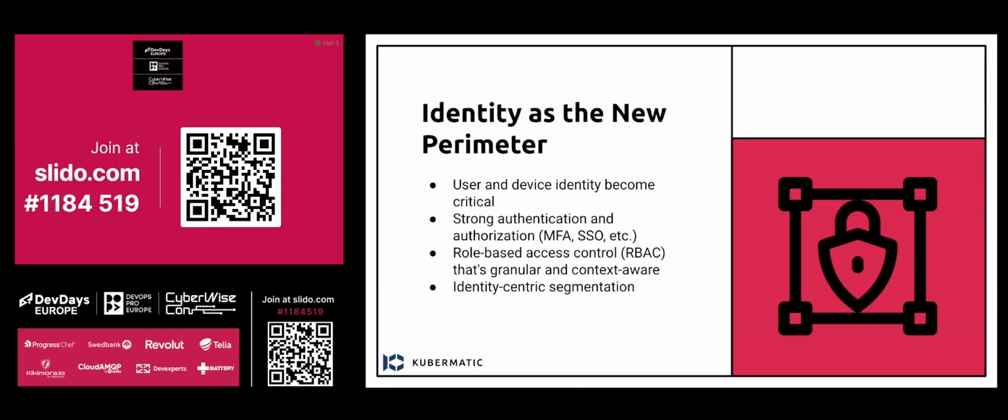So our new perimeter, when we go back to our first slide with the castle, is identity. Everything needs to authenticate against each other, even if I'm inside of a cluster. So we need to have a strong perimeter with identification. I always need to implement that I only talk to a service where I know that I'm allowed to talk to it.